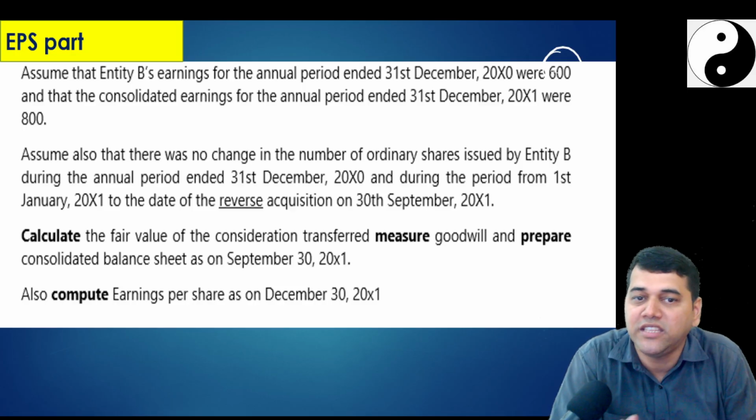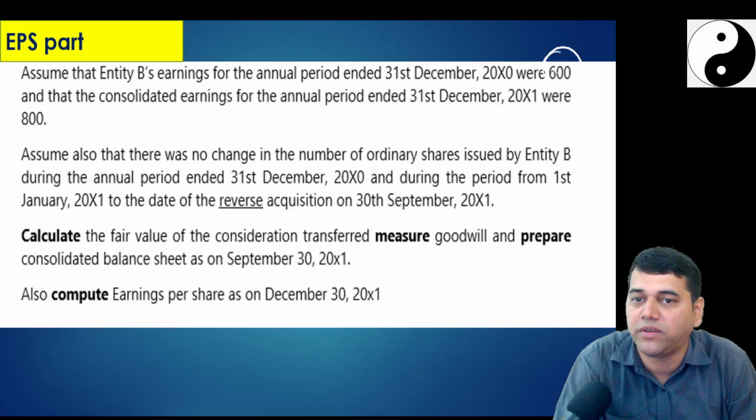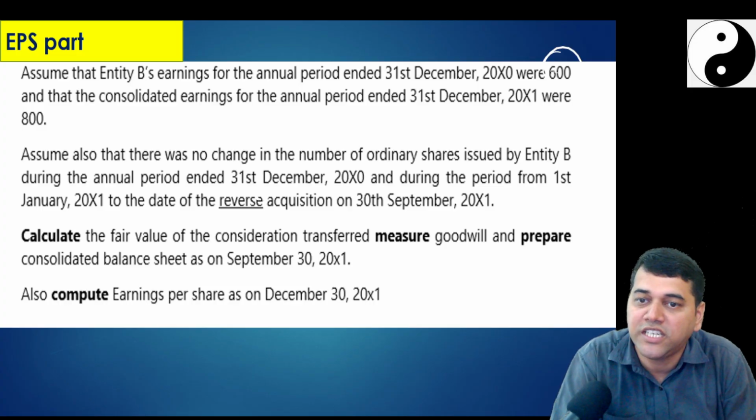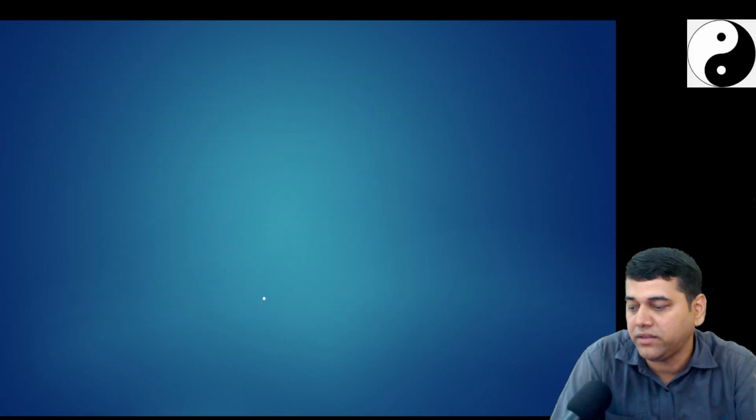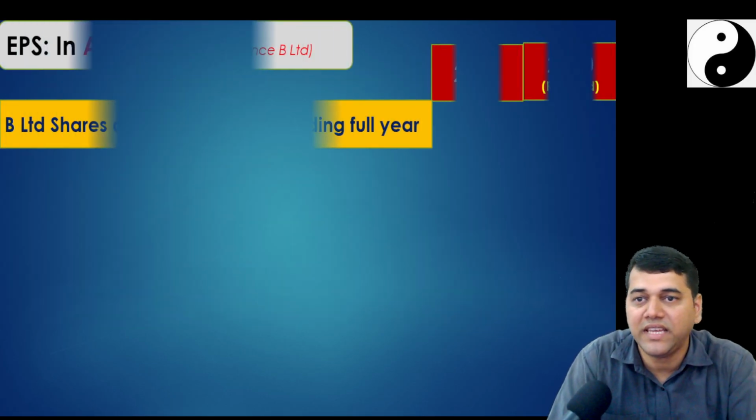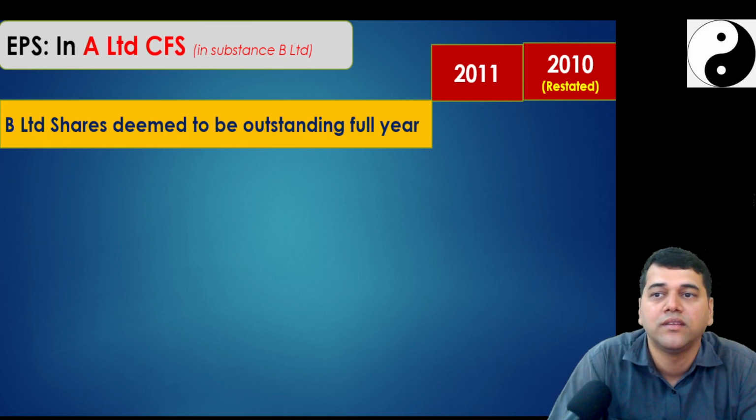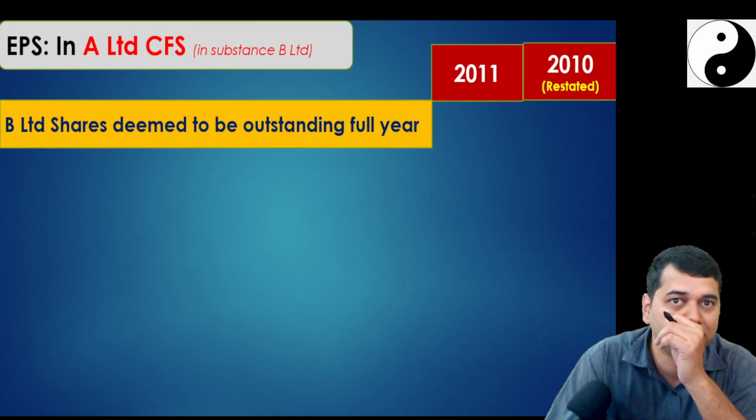Assuming there is no change in the number of shares, that means the number of shares were the same from the last date to the reverse acquisition date. So we have to calculate EPS. Okay, right? EPS in A Limited, in substance B Limited.